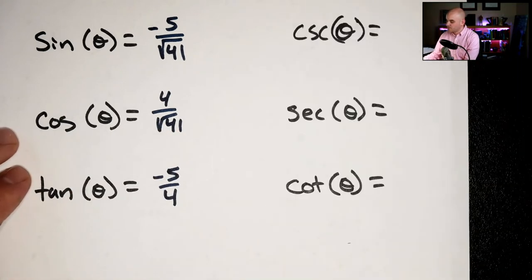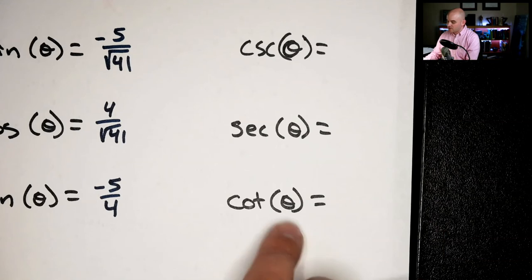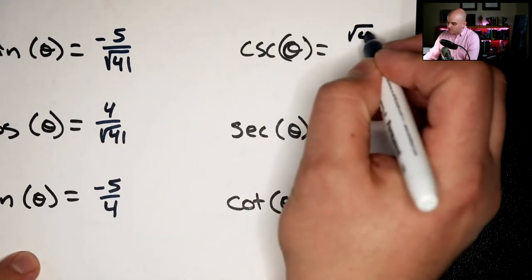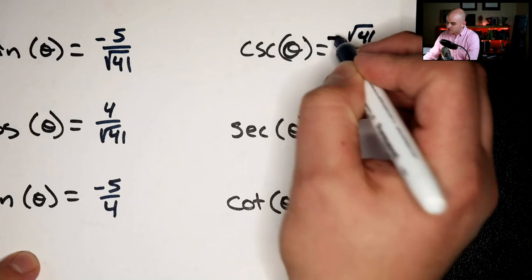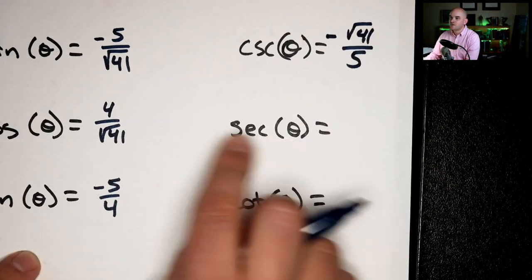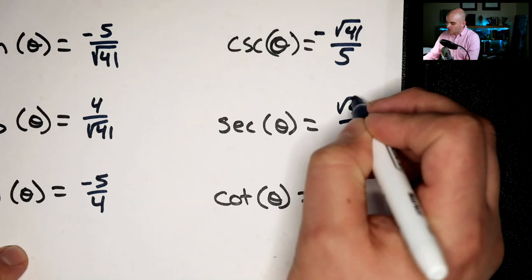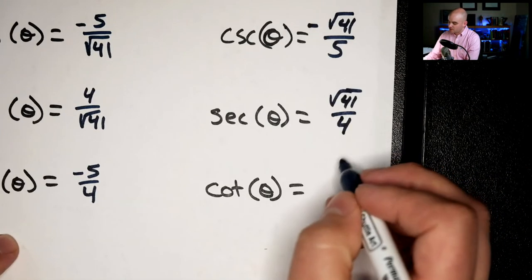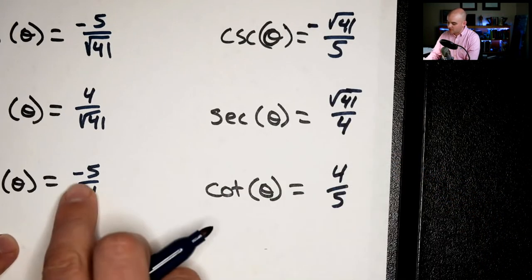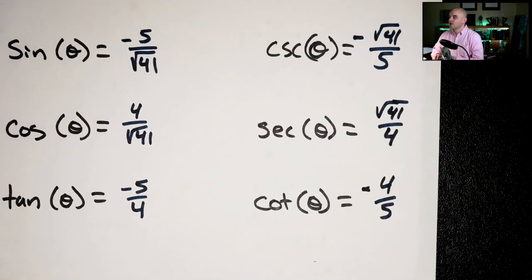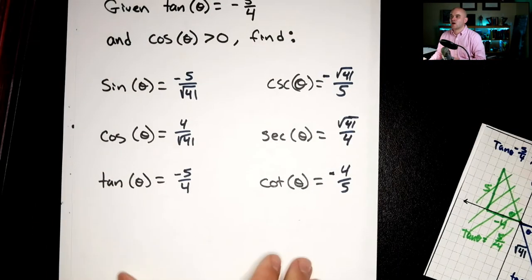So that's all good. Now, to figure out the others, I'm just going to take the reciprocals. So flipping this, I get square root of 41 over 5, and make sure it stays negative. Flipping this one, I get square root of 41 over 4. And flipping this one, I get 4/5, and don't forget it was negative, so we need to put the negative there. Okay, so you can zoom out, you can see the whole problem there.